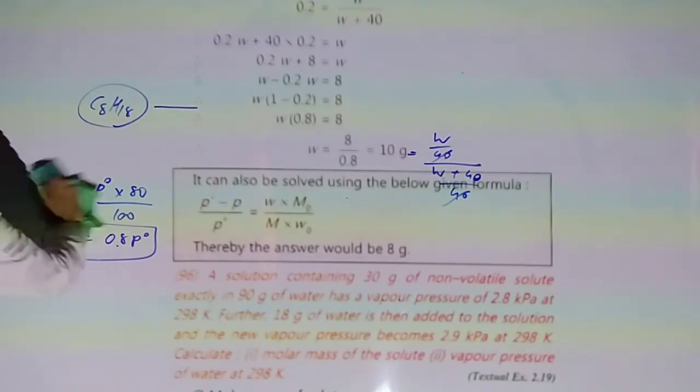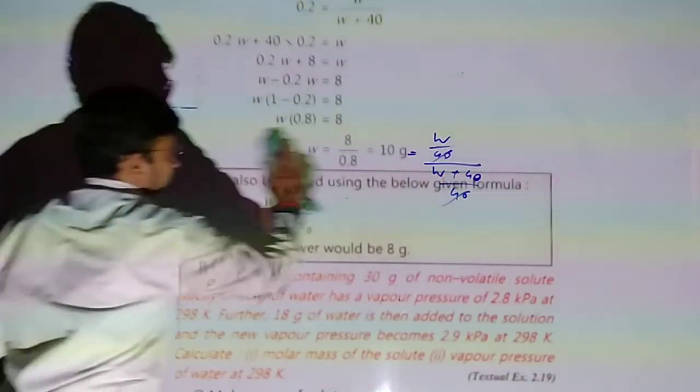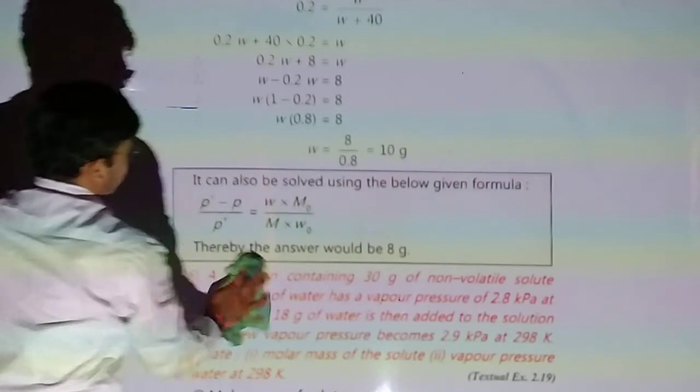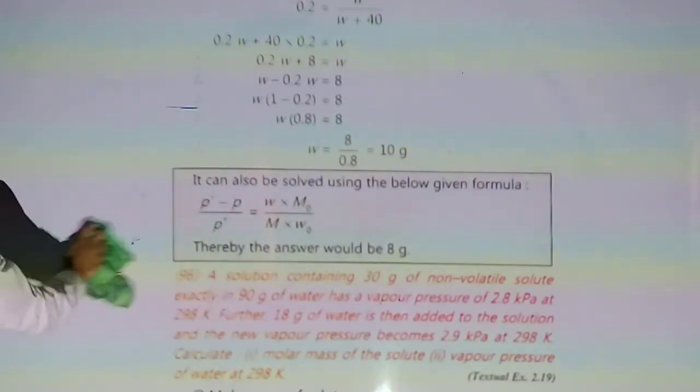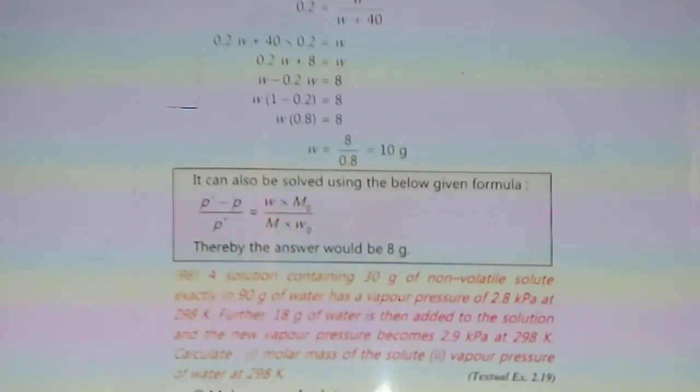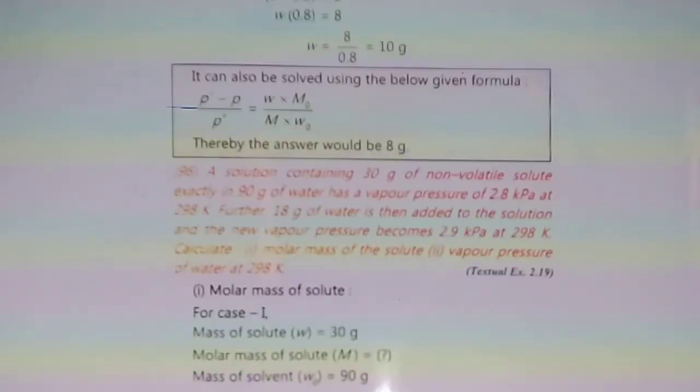It can be solved using this question. Also, we can solve by using P degree minus P upon P degree equals W upon M, and M0 upon W0. Thereby the answer would be 8 gram. Yes, slightly different.